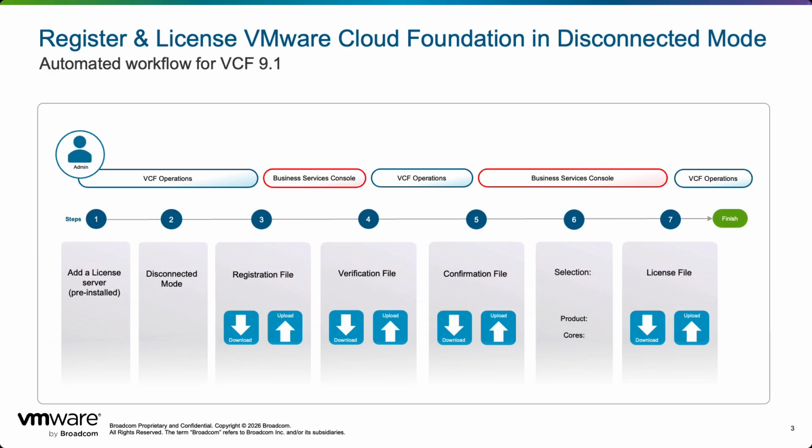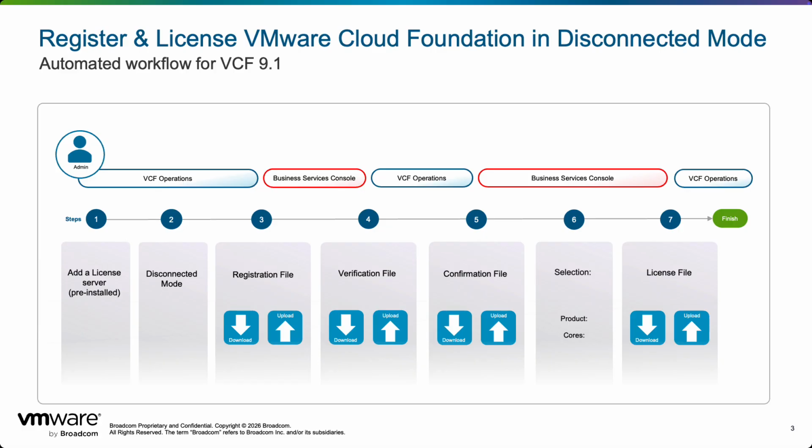Customers who prefer to review the license file before updating can configure licensing in disconnected mode and manually click to send license usage files once every 180 days. The same workflow is used with a couple of extra steps: downloading and uploading a secure registration file, verification file, and confirmation file. Just as with connected mode, from here a customer can then select the product to license, the quantity of cores, and a license expiry.